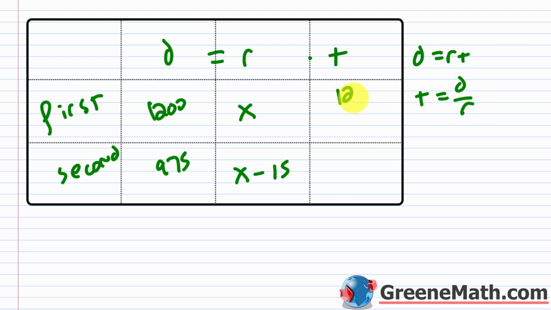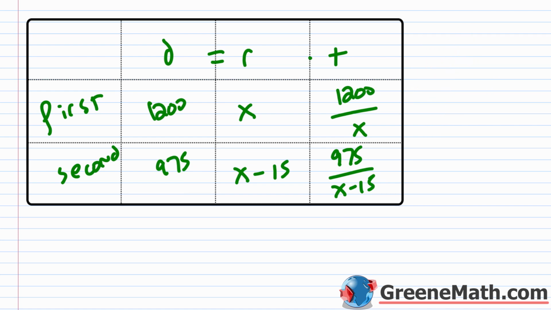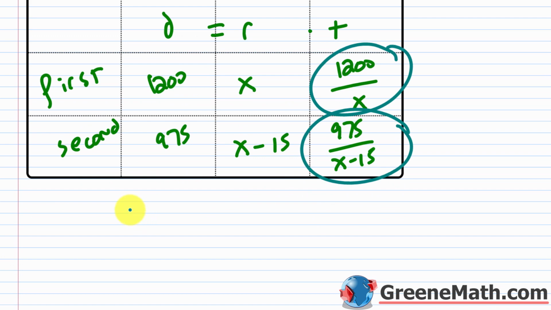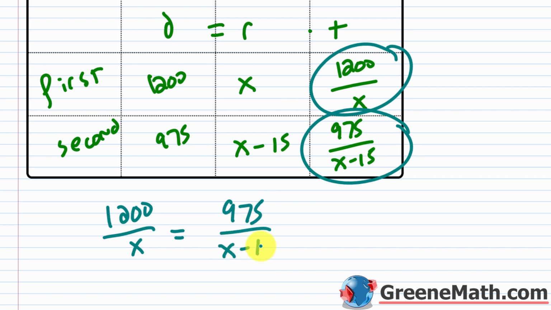So 1,200 is the distance divided by the rate, which is x. So 975, which is the distance, divided by x minus 15, which is the rate. Okay, so now we know the times are going to be set equal to each other. So this guy right here is going to be set equal to this guy right here. So we would have 1,200 over x is equal to 975 over x minus 15.